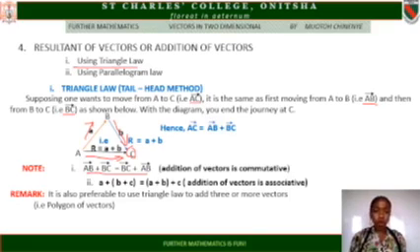Note also that vectors are commutative. The word commutative means they are the same, irrespective of the ordering. Vector AB plus vector BC is the same thing as vector BC plus vector AB.